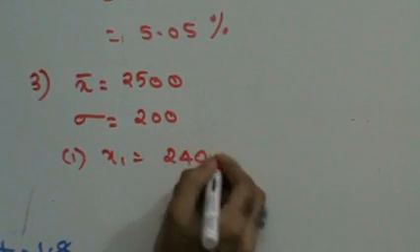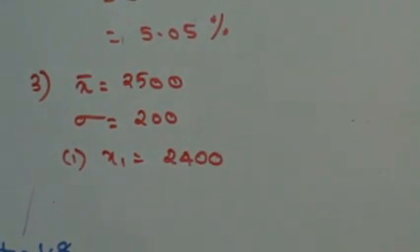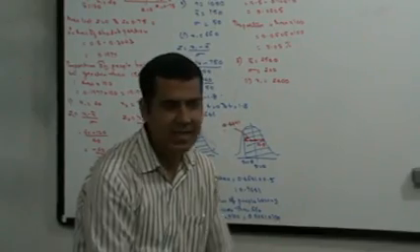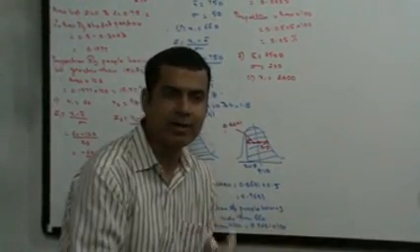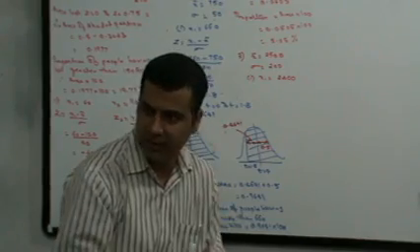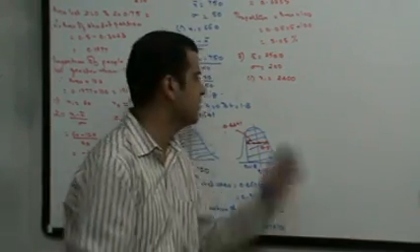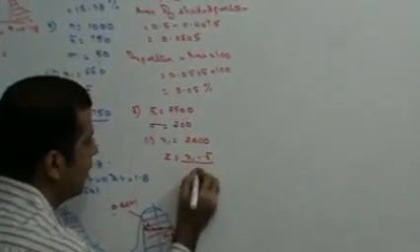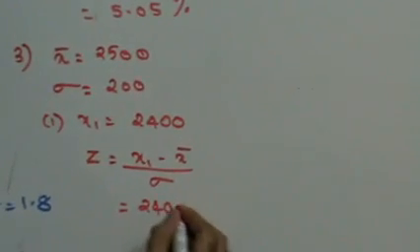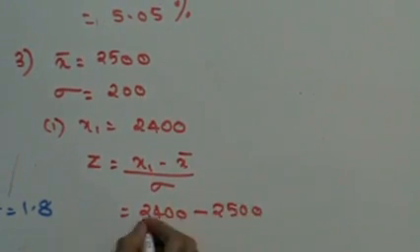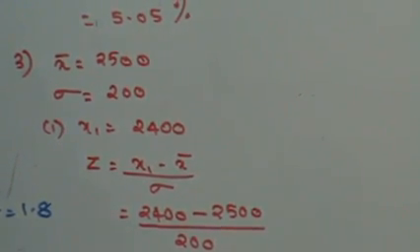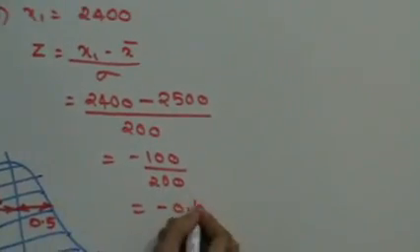X1 is 2400 hours. Another thing that I want to explain to you guys, this variable, the normal distribution variable, some authors write it as T, some authors write it as Z. Either way, it does not make a difference. Both the ways, any variable you select is going to be the same. So I can say Z is equal to x1 minus x bar upon standard deviation, that is 2400 minus 2500 upon 200, negative 100 upon 200, that's negative 0.5.